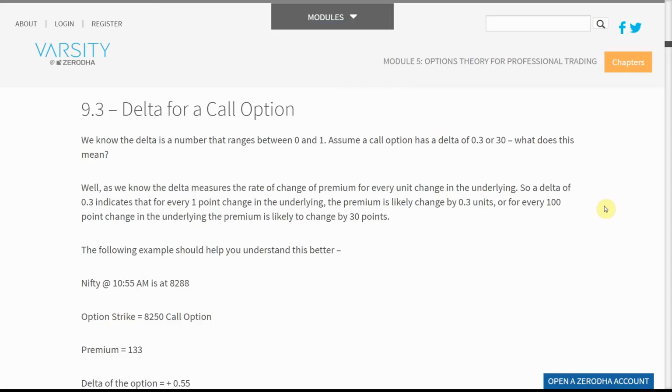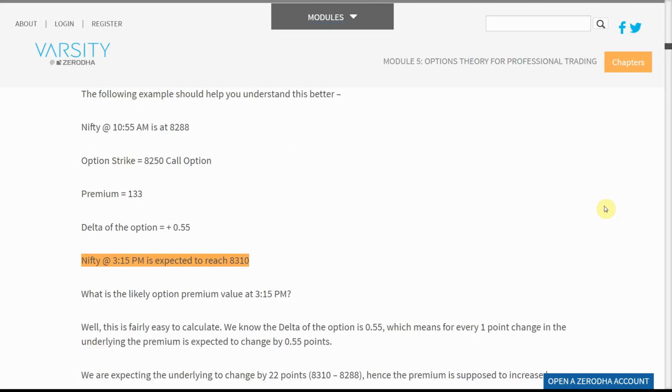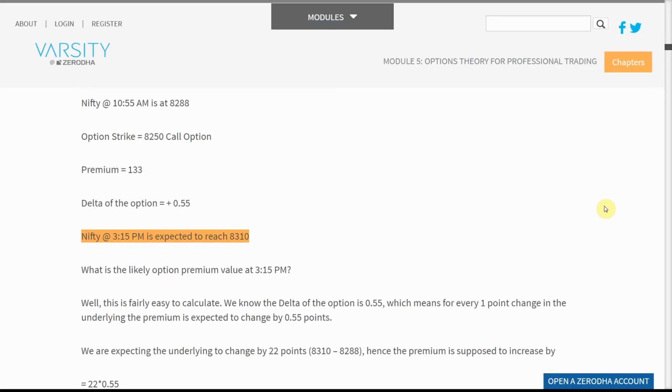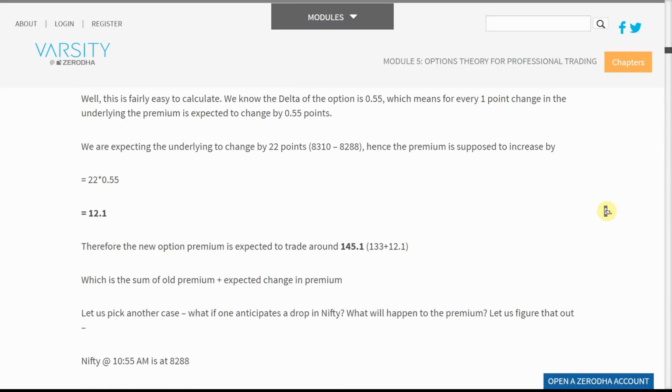Nifty at 10:55 a.m. is at 8,288. Option strike equals 8,250. Call option premium equals 133. Delta of the option equals plus 0.55. Nifty at 3:15 p.m. is expected to reach 8,310. What is the likely option premium value at 3:15 p.m.? Well, this is fairly easy to calculate.